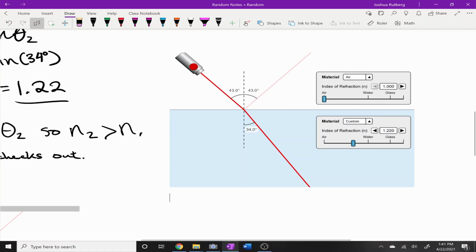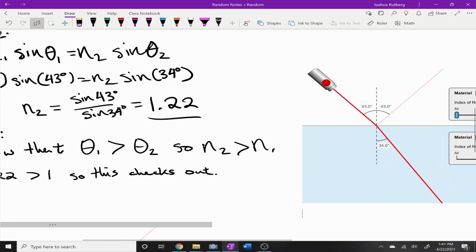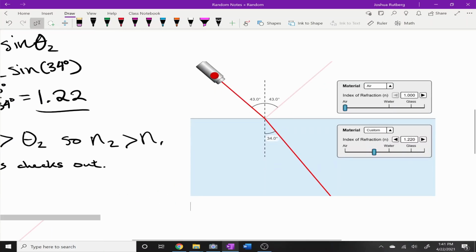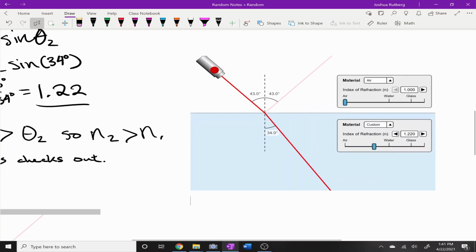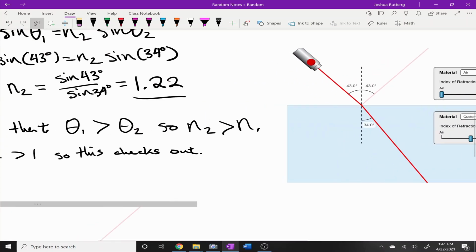And if I had done this with the simulation and I didn't get an angle of 34 at this index of refraction, that would tell me that I did something wrong somewhere. Either my calculation of n would be incorrect, or my calculation of theta 2 was wrong, in which case my n2 would also be different. But that would tell me that I made a mistake somewhere that I have to go back and fix. The fact that this simulation shows exactly the angles that I expect at the value of n that I calculated supports my answer. So I am confident in this solution. All right. Thanks for listening.